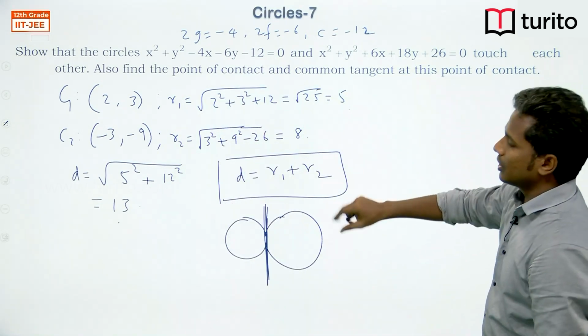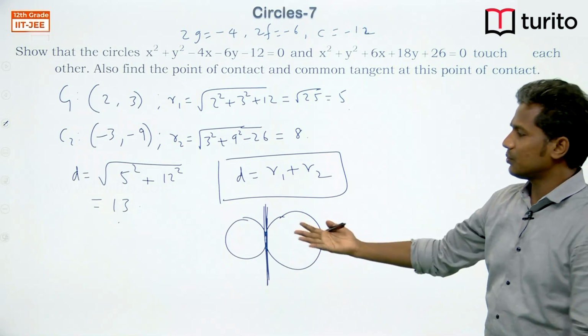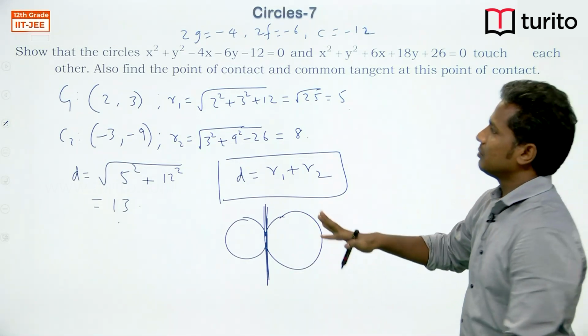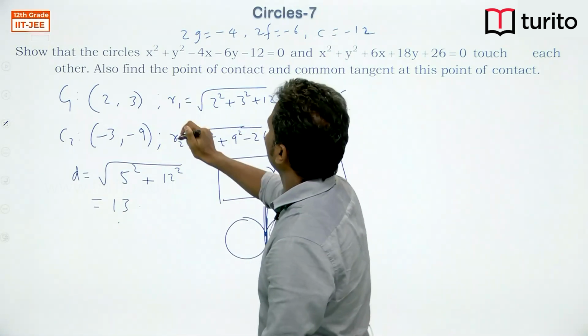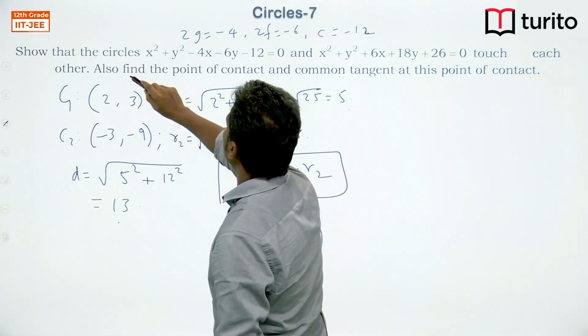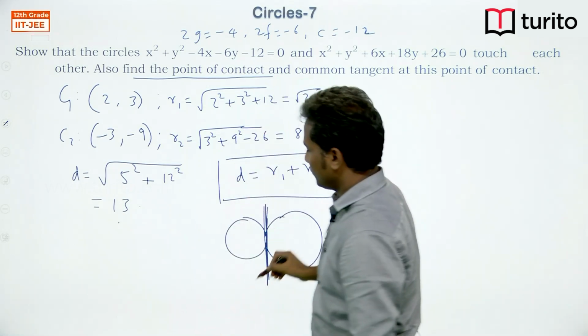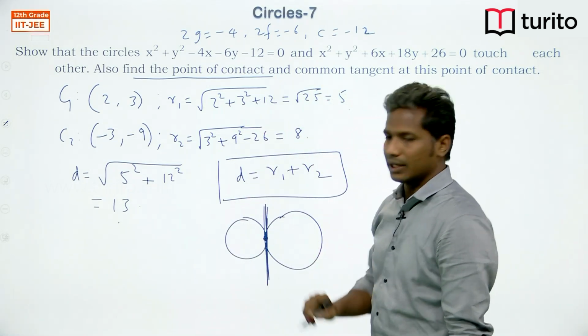So that means total number of common tangents that are possible are going to be 3. But first we did the first part. Now let's see the other part. Also find the point of contact. We have to find this point of contact.